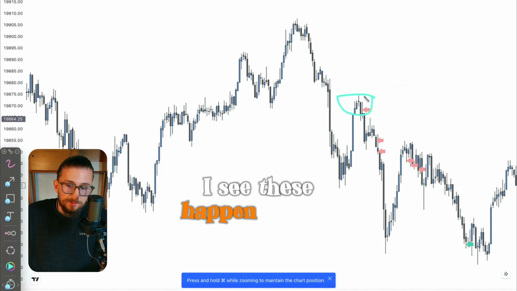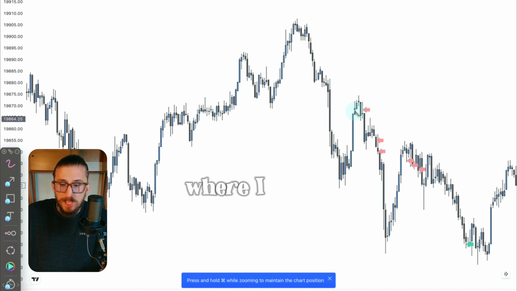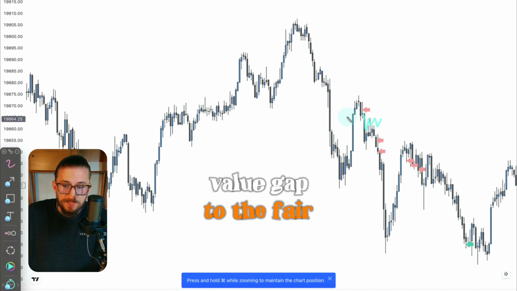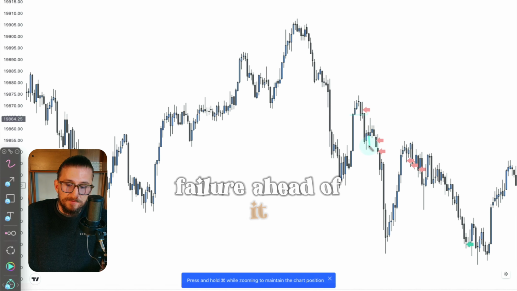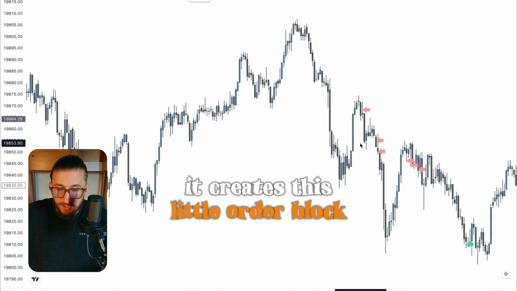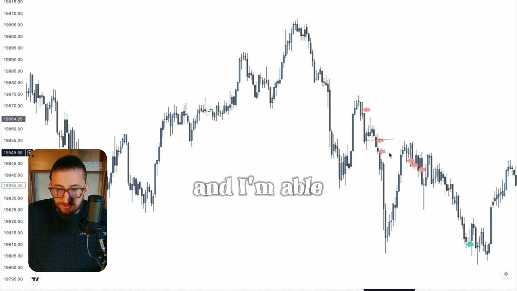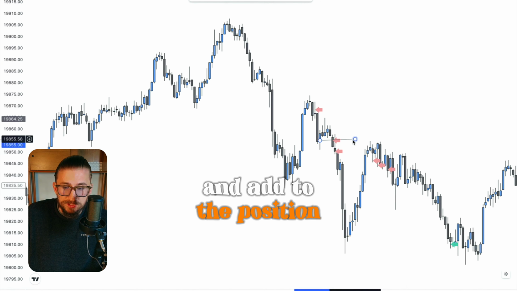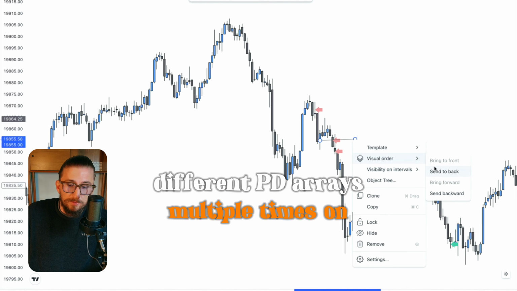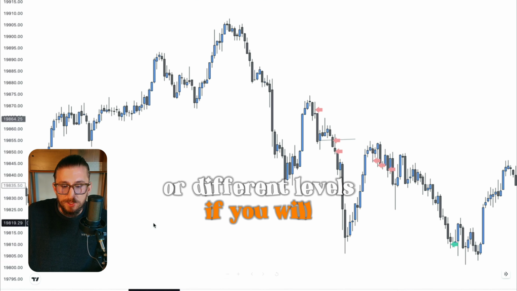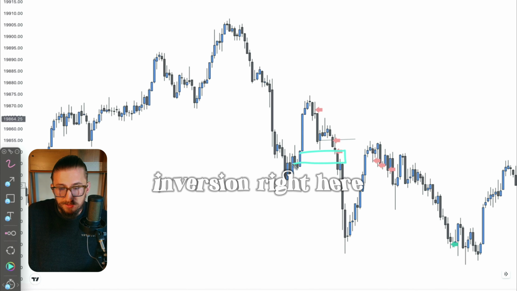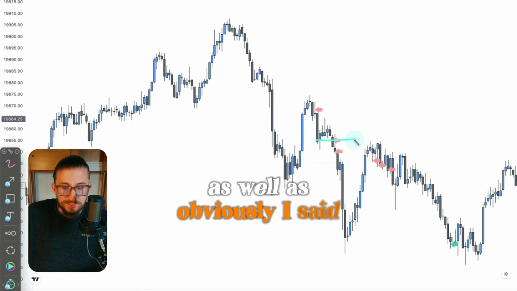I see these happen quite a bit in these types of markets where I would like to actually not trade the pullback to the fair value gap. I would like to trade the failure ahead of it because I'm anticipating this gap to fail. And when it does, it creates this little order block down here, and I'm able to go ahead and add to the position. So I add multiple times on different PD arrays or different levels, if you will. So the reason that I'm adding on different levels, I'm looking at something like this inversion right here, as well as obviously that order block.